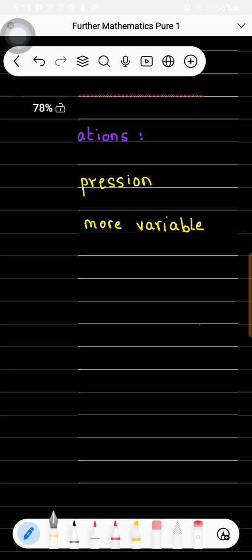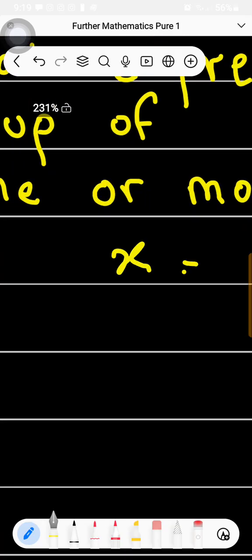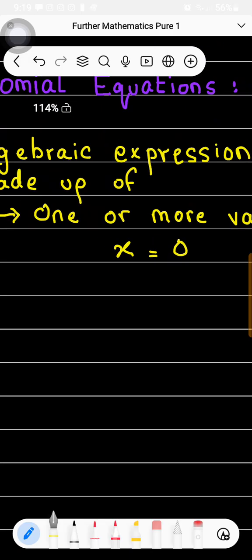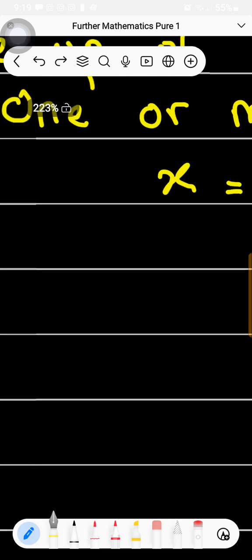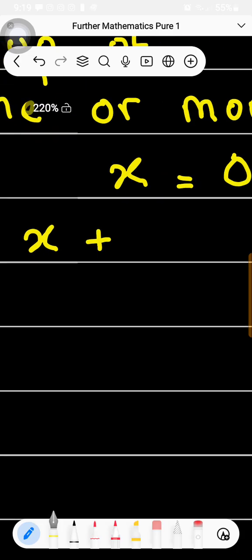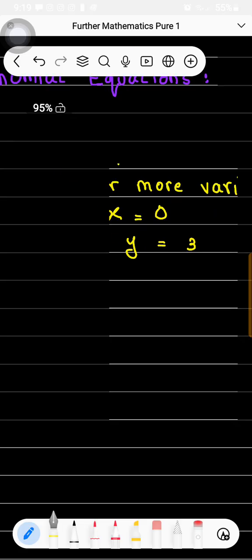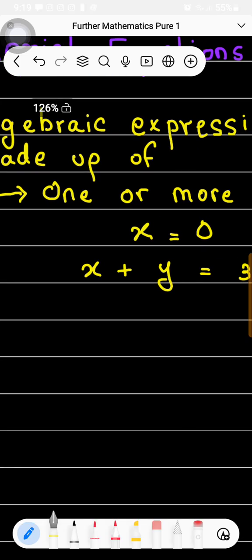Now let's have a view on the examples. For example, x equal to 0. It is a polynomial equation because it has one variable. Let me give you one more example here: x plus y equal to 3. This is also a polynomial equation because it is satisfying the condition of one or more variables. In the first there was one variable and in this there are more variables.